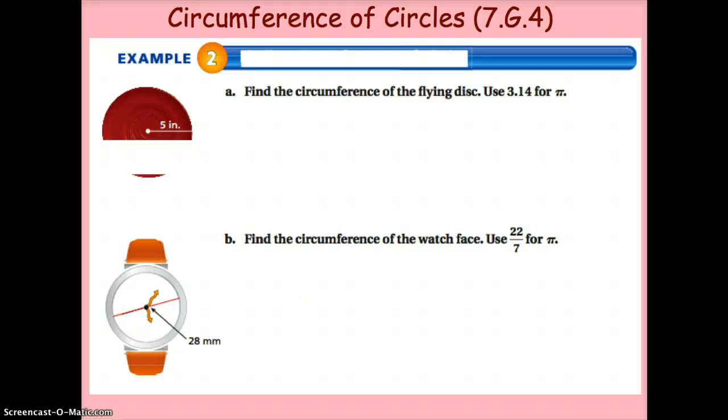Find the circumference of a flying disc. Use 3.14 for pi. Now this is important. Make sure you're paying attention to what the directions say to use for pi. If they say 3.14, or as in problem B, you'll say use 22 over 7. So make sure you're reading those directions.